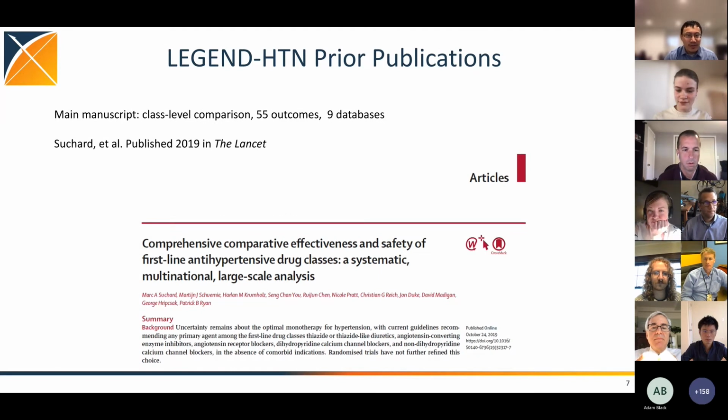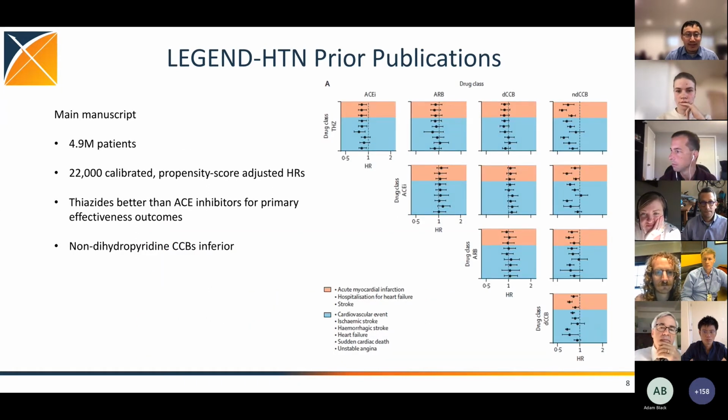So the primary manuscript was an effort led by Mark Suchard, which was ultimately published in 2019 in the Lancet, which was a class-level comparison across the 5 drug classes with 55 outcomes across 9 databases, which included the 3 primary outcomes of acute myocardial infarction, heart failure, and stroke. Also in this main manuscript, there were a total of almost 5 million patients, and LEGEND hypertension involved the running of over 20,000 calibrated and propensity score adjusted hazard ratios, as Anna had alluded to.